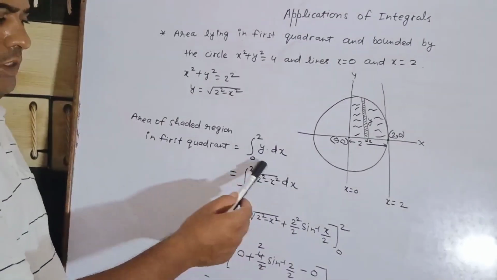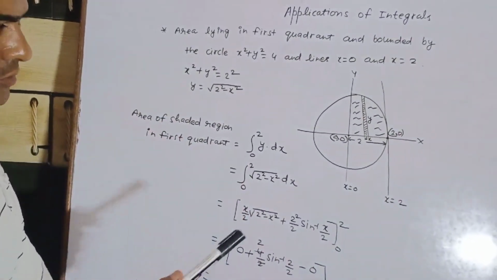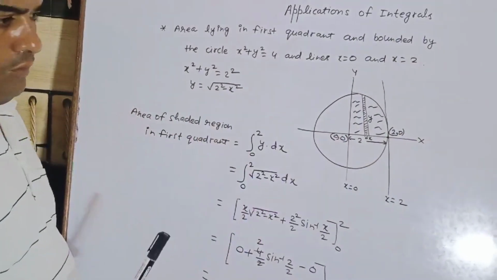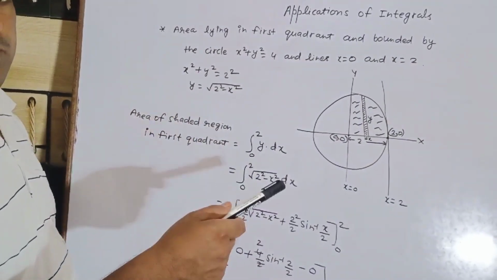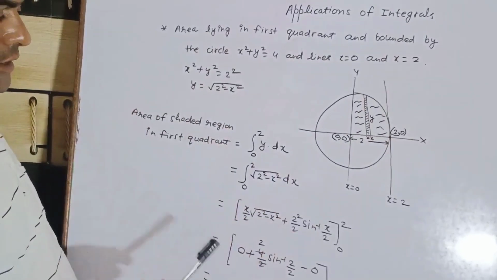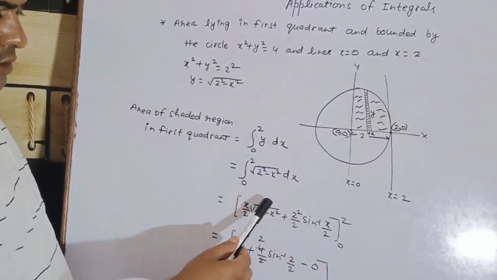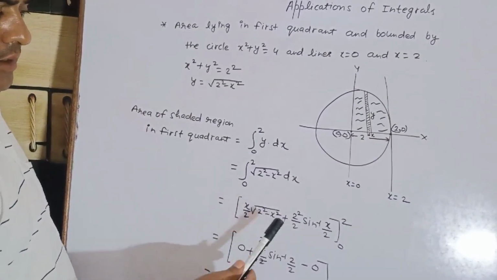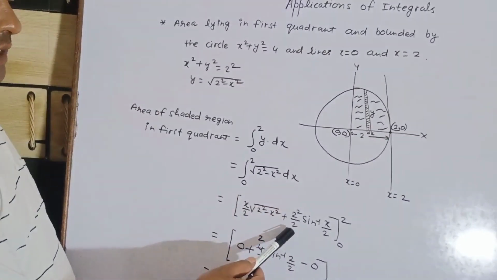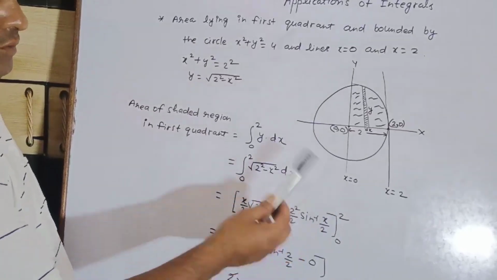Students, we know this formula. Square root of a square minus x square. So this will be x by 2 square root of a square minus x square plus a square by 2 sine inverse x upon a. Using this identity, we are finding x by 2 square root 2 square minus x square plus 2 square by 2 sine inverse x upon 2, and limits are 0 to 2, so we are putting here 0 to 2.